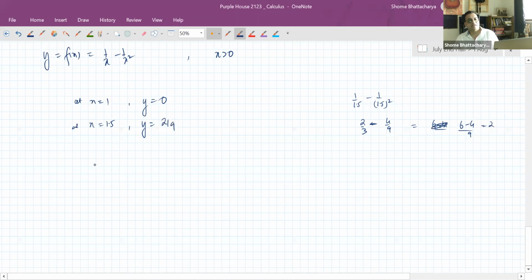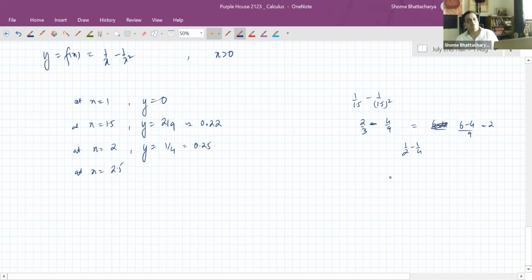Okay. Then check at x equal to 2. What is the value of y? y is equal to 1 by 2 minus 1 by 4. So that will be 1 by 4, or 0.25. This will be approximately 0.22. Okay. Then let's check at x equal to 2.5.